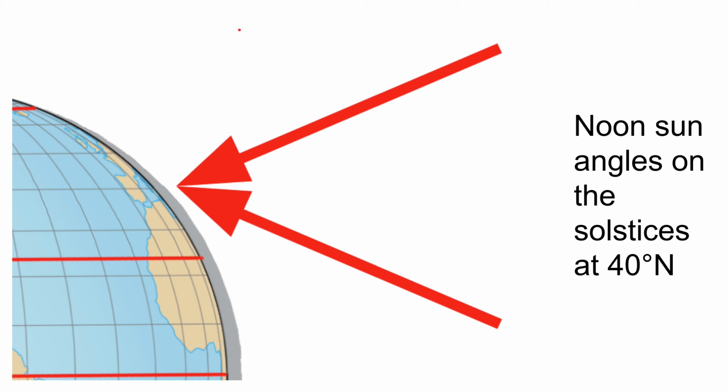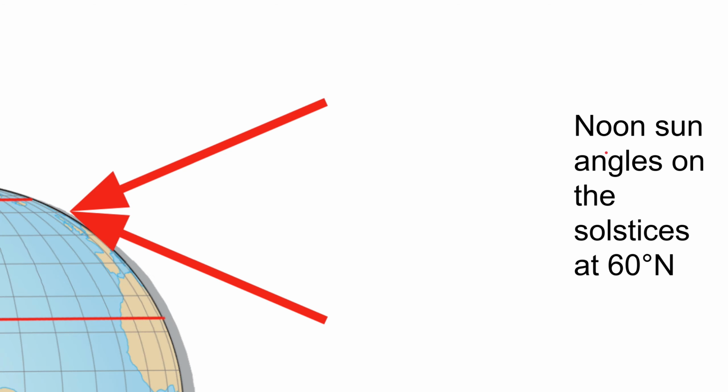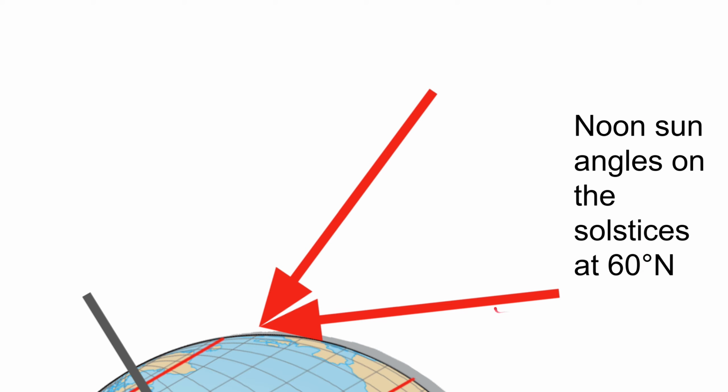At 40 degrees, so that's the way the diagram looks, but then if you rotate the Earth so that it looks the way it would look to us, you can see that the angle is going from 26 to 73, back to 26 at 40 degrees. And at 60 degrees, the angle of the sun is going from 6 degrees above the horizon to 53 degrees above the horizon.